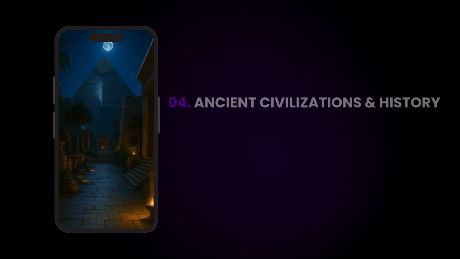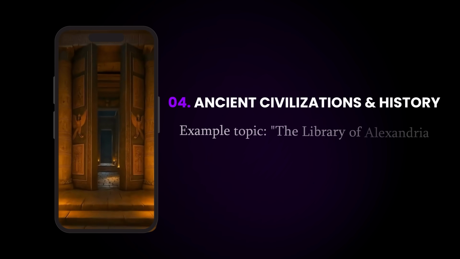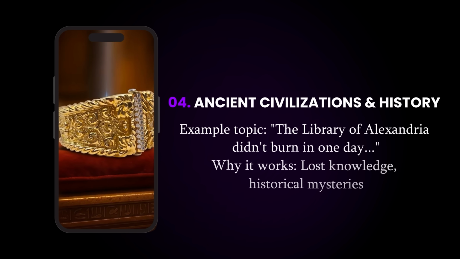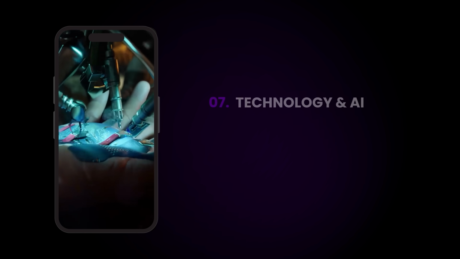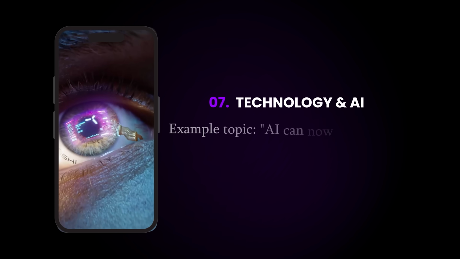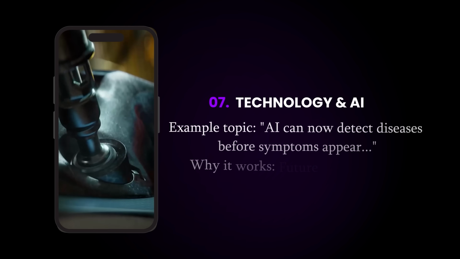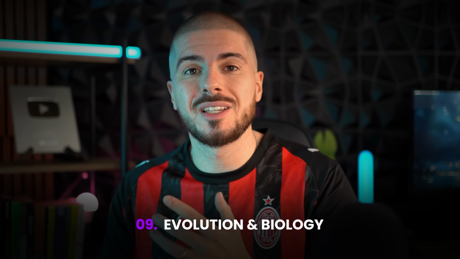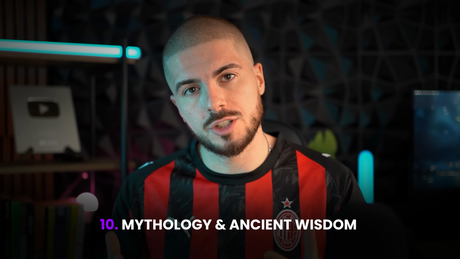Next, ancient civilizations and history. Example topic, the Library of Alexandria didn't burn just in one day. Why it works? Lost knowledge, historical mystery. Audience, history buffs, intellectual curiosity. Quantum physics and reality, animal intelligence, technology, and AI. I'll give you a pointer for this one. AI can now detect diseases before symptoms. Why it works: future implications, current relevance. Audience: tech savvy, 25 to 45, forward thinkers. Then the final few: philosophy, evolution and biology, mythology and wisdom.